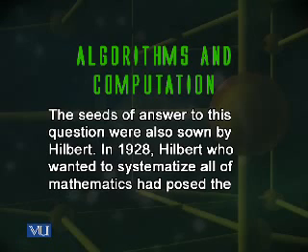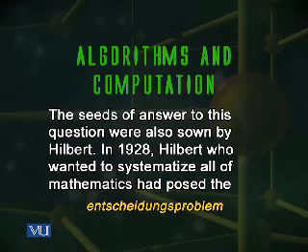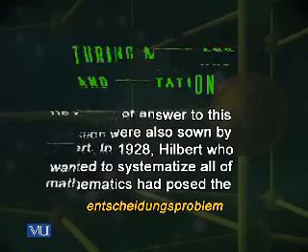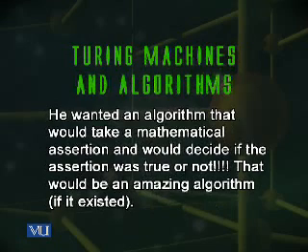In 1928, Hilbert wanted to systematize all of mathematics and had posed the Entscheidungsproblem. That's a very long name for a problem, but that's what he posed. He wanted an algorithm that would take a mathematical assertion and decide if the assertion was true or not. That would be an amazing algorithm if it existed. So what Hilbert wanted was that all of mathematics should be systematized and mechanized. He was asking mathematicians to devise an algorithm. And this would be an amazing algorithm.